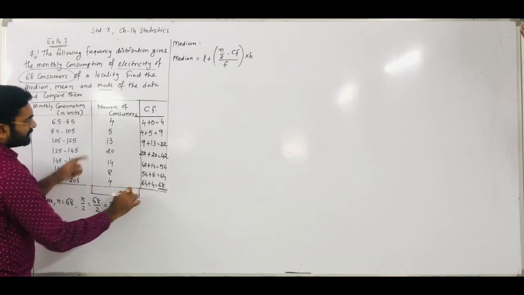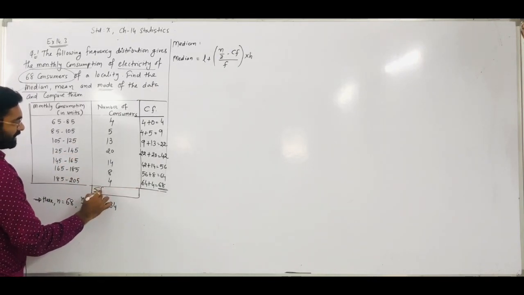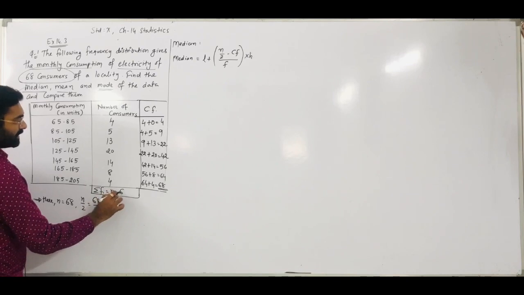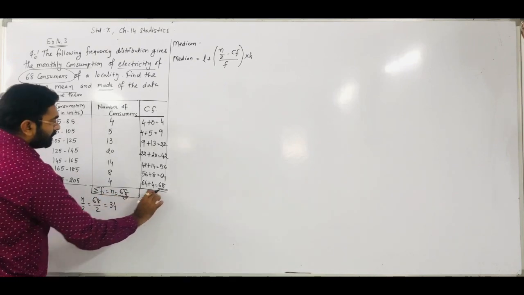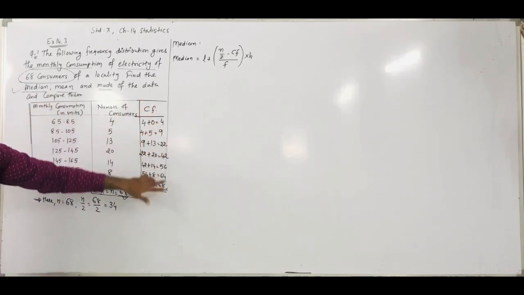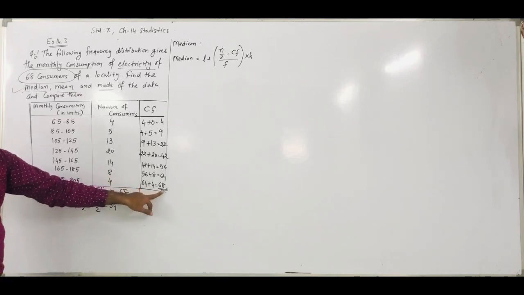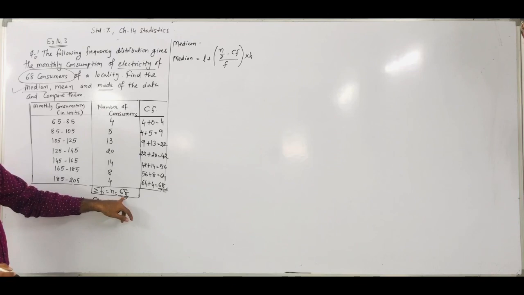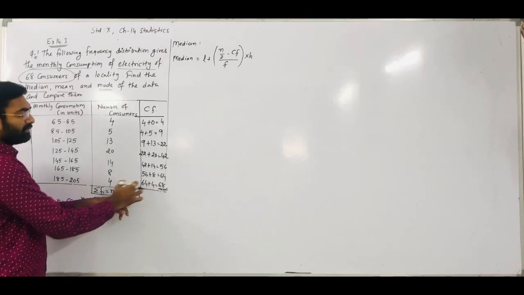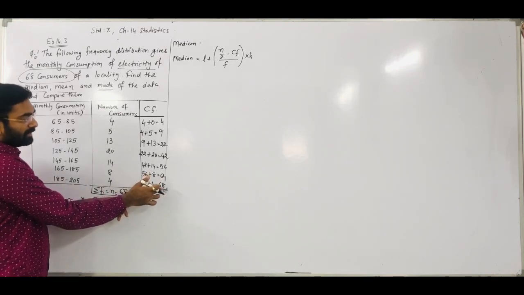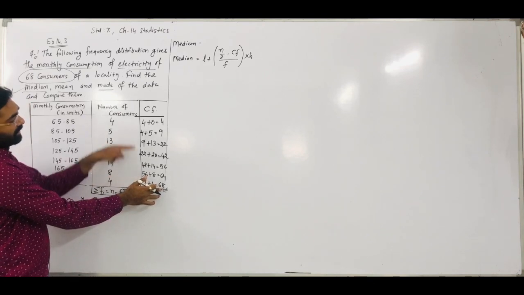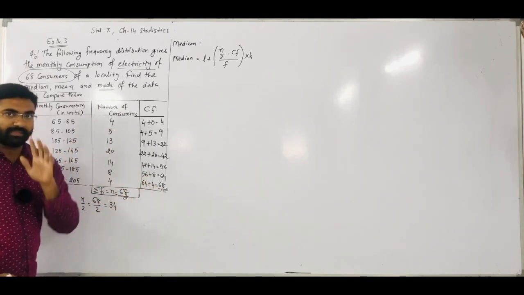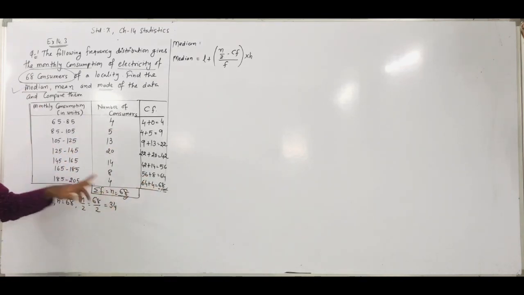And if you add all these frequencies, then sigma fi, or you can say n, you get 68. Here you require both values to be the same: the last class cumulative frequency value and the summation of all observations, the n value, sigma fi value. These two values must be the same. If you are getting another value, then you have made a mistake in your addition. Remember that. Okay, 68 here is 68.